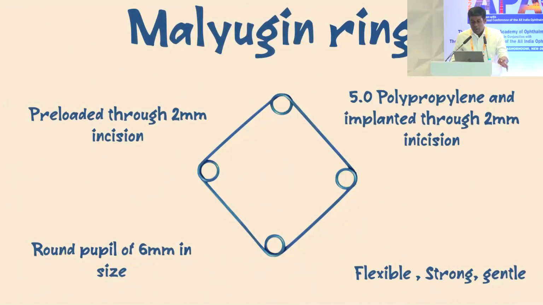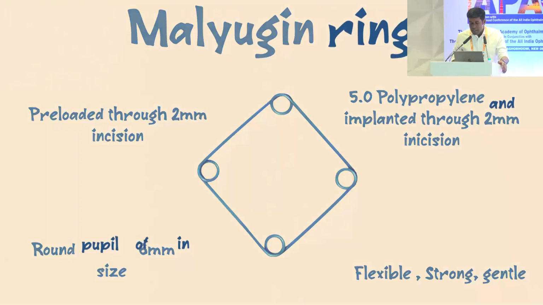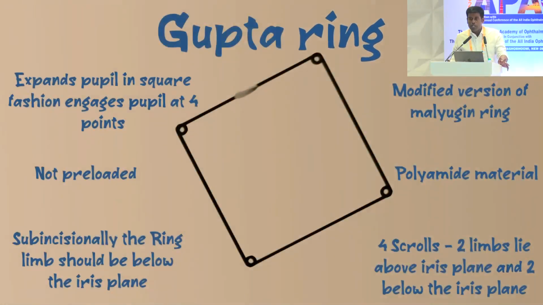And we have the Malugin ring, for which we need an injector, and it can be injected through a 2 mm incision, and it gives a nearly round pupil of 6 mm. The modified version of the Malugin ring is the Gupta ring, which has 4 scrolls, 2 above the iris and 2 below the iris. It's not a preloaded version, and it engages the pupil at 4 points and gives a dilatation in square shape.